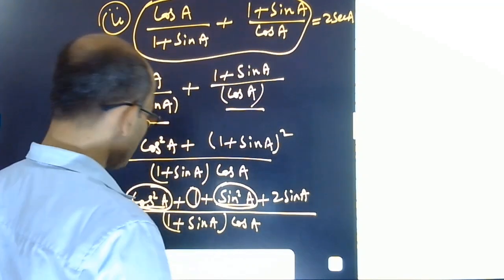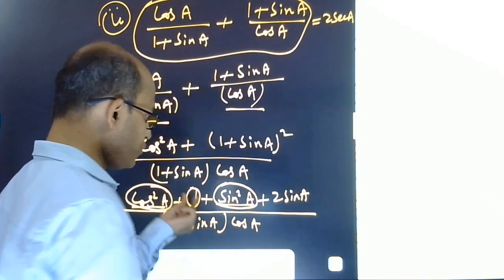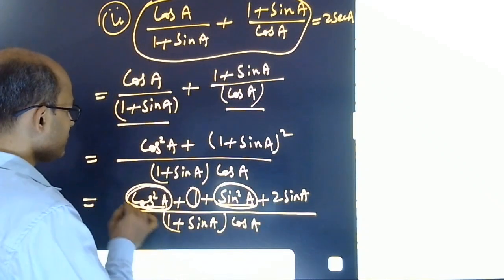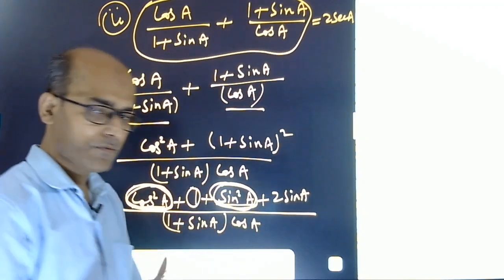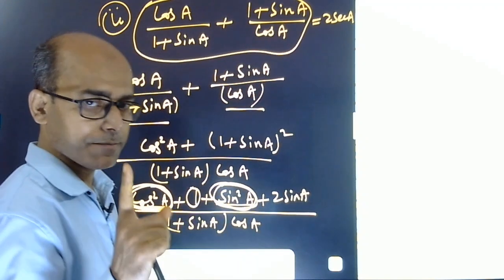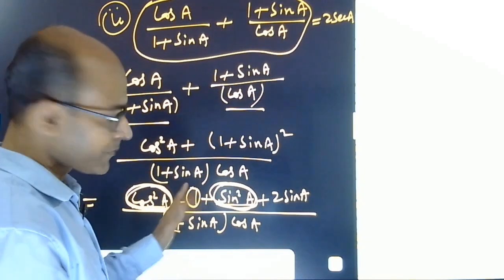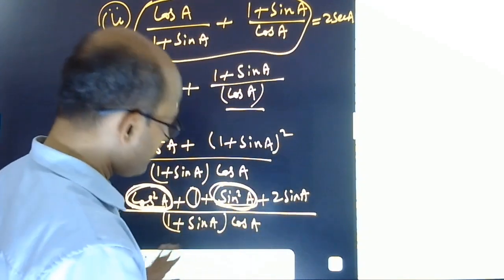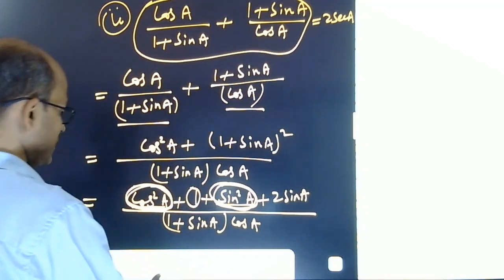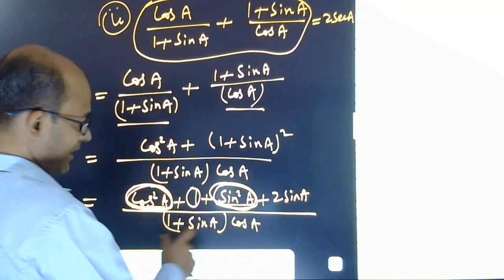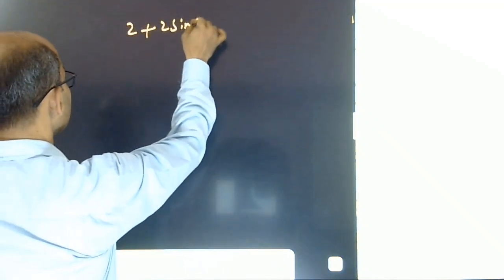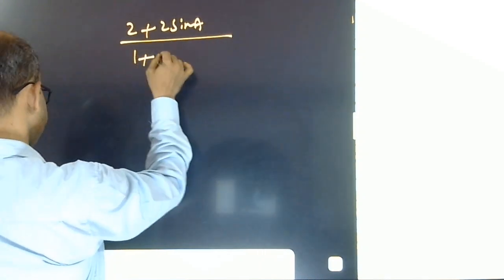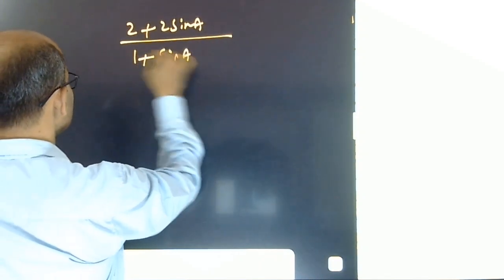2. Okay, moving ahead, 2 plus 2 sin A. From the formula, the value of cos square A plus sin square A is 1 and this is another 1. So 1 plus 1 has become 2. Right now we are just going to move on: 2 plus 2 sin A divided by (1 plus sin A) into cos A.